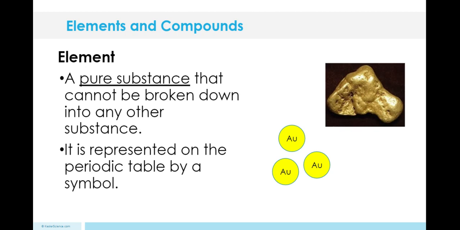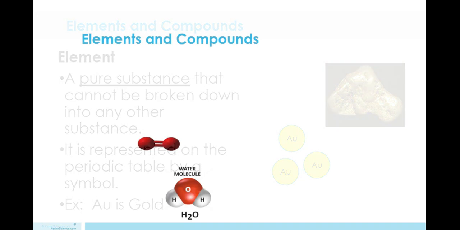All of our elements are represented on the periodic table of elements with their own unique chemical symbol, and there are no two elements on the periodic table that are exactly the same. Our example here is gold with the chemical symbol of Au.